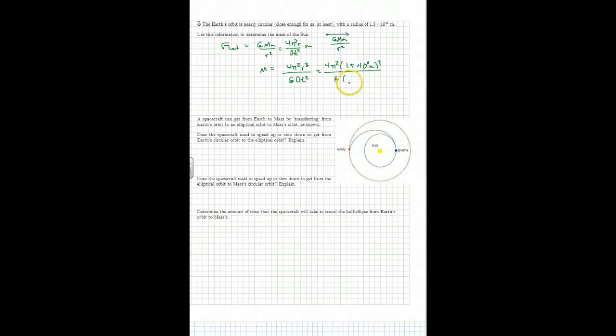G times 1 year, which is 365 days per year, times 24 hours per day, times 3,600 seconds per hour, times 1 year, squared. And I get 2 times 10 to the 30th kilograms, which is a good value.